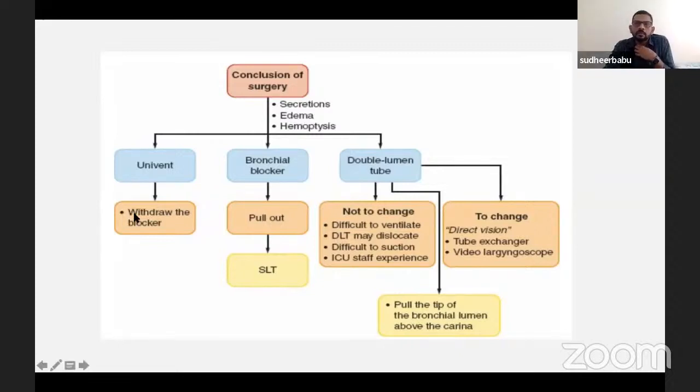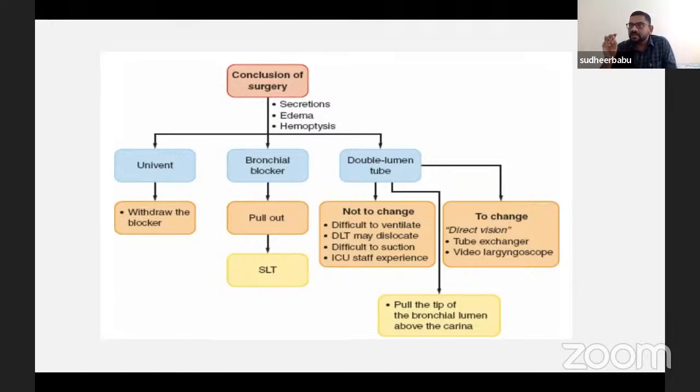Yeah. So one thing is, suppose you are using a univent tube, you can just withdraw the blocker because it is an inbuilt blocker. If you are using a bronchial blocker, you can pull it out and just retain the single lumen tube. If it is a double lumen tube and you are planning to change it, be very careful. Most of the time, with a long surgery, long procedure, and the lateral position, you will have a lot of vocal cord edema. Sometimes it may be very difficult to pass the tube again after removing the tube. So there may be difficulty, like we have faced also.